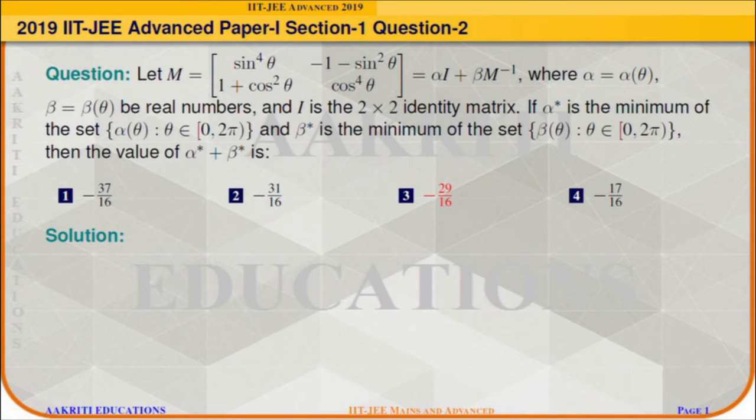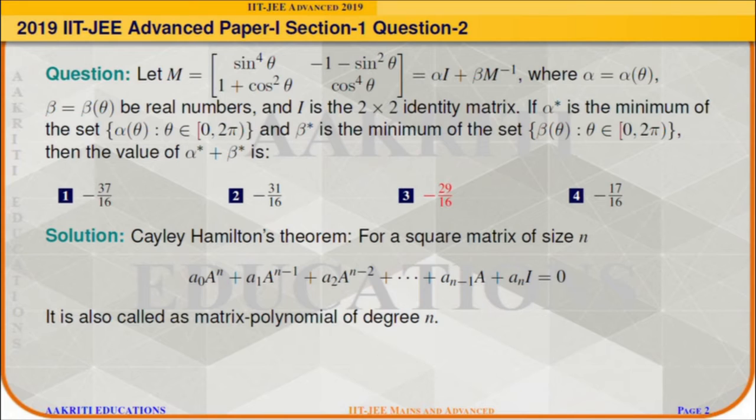Now, before solving this kind of question, let us first understand the concept of matrix polynomial. It is given by the two famous mathematicians Cayley and Hamilton, and the theorem proposed by them is known as Cayley-Hamilton theorem. This theorem says that for a square matrix A of the size n, a polynomial a0 A^n plus a1 A^(n-1) and so on up to a(n-1) A plus an I is equal to 0 is called a matrix polynomial of degree n.